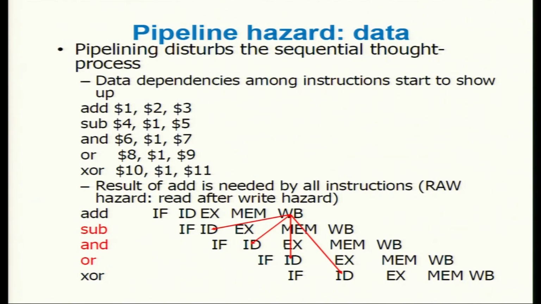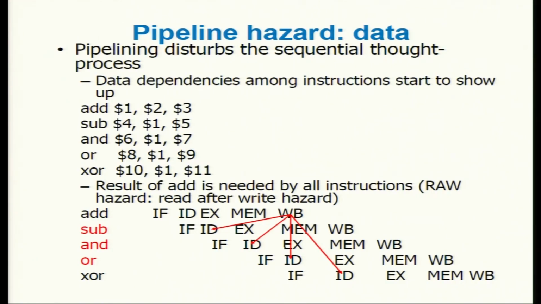So there are other types of hazards as well. If you look at this instruction sequence, this instruction adds $2, $3. These are register names. Instead of R2, R3, I'm using $2, $3. It puts the result in $1. Subtract uses $1, OR uses $1, XOR uses $1. So all these instructions depend on the add instruction here.